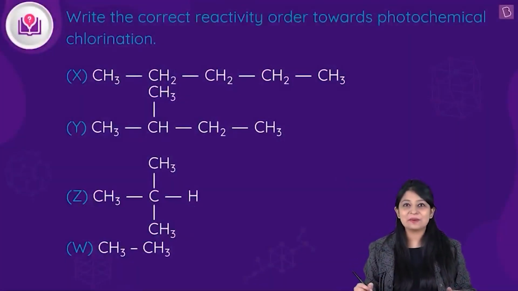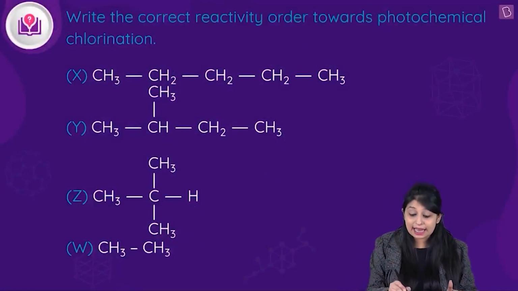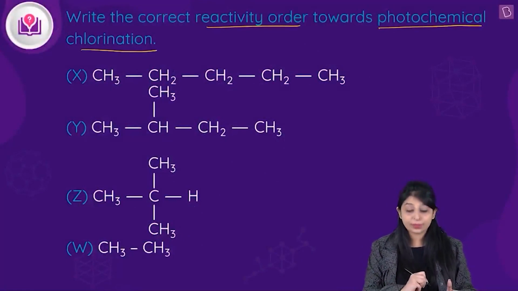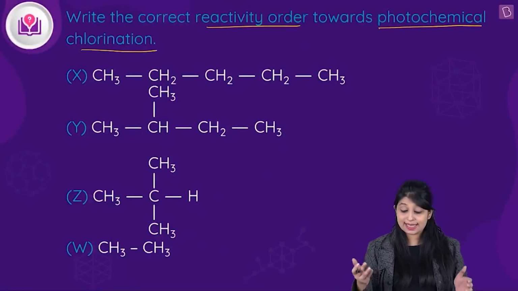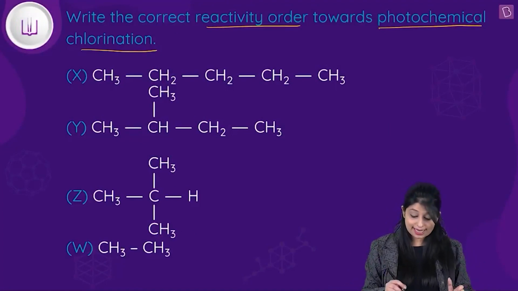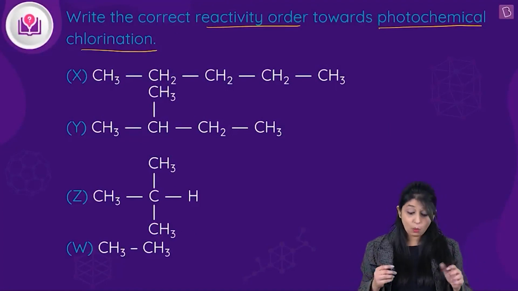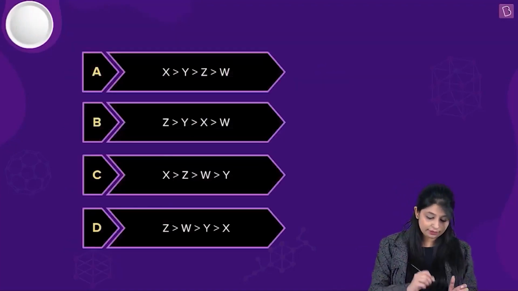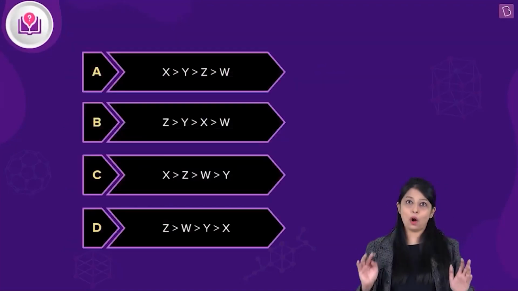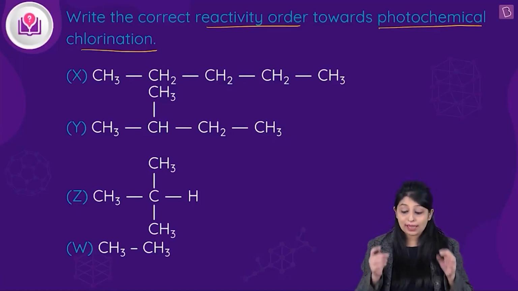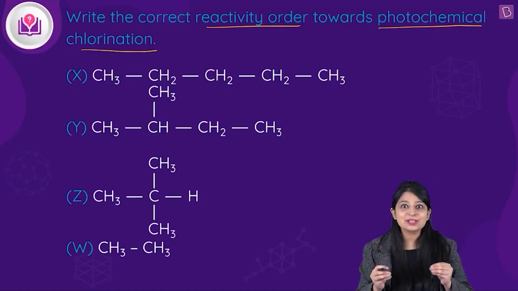Let's have a look at this question. Write the correct reactivity order towards photochemical chlorination. X is n-pentane. Y is isopentane. Z is n-butane. No, my bad, it is isobutane. And W is ethane. Okay, and we have been given the orders in the 4 options. So what do you need to know to solve this question? Well, first you need to understand which reaction this is.